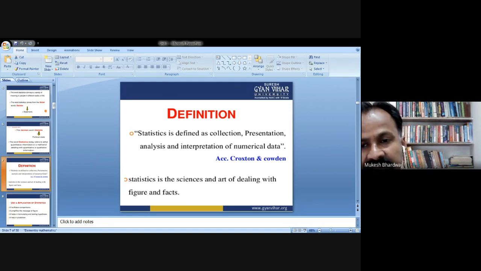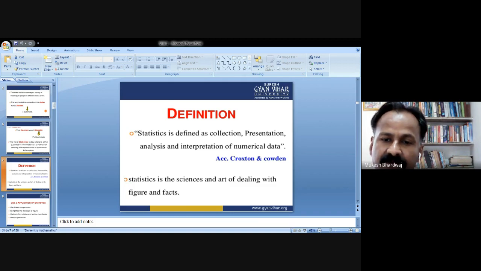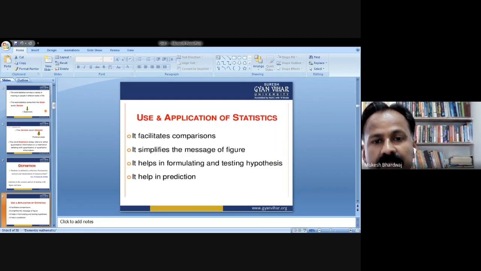Stats is defined as collection. That means you are going to collect what? Numerical data. You are going to present the numerical data, you are going to analyze the numerical data, and you are going to interpret on the basis of that numerical data. So statistics is defined as collection, presentation, analysis, and interpretation of numerical data. Statistics is the science and art of dealing with figures and facts.